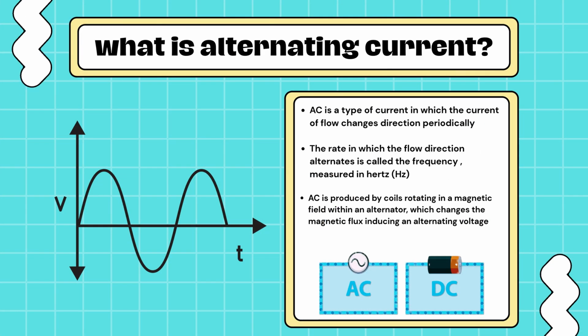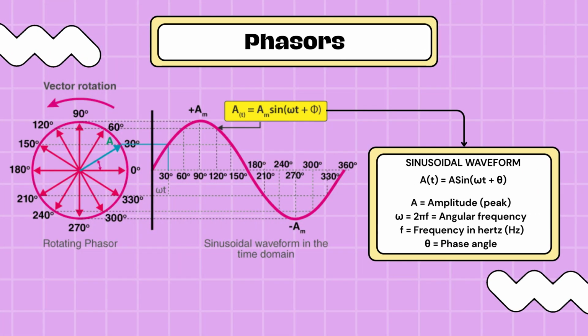AC, or alternating current, is a type of electricity where the current and voltage change direction and magnitude in a repeating wave pattern, usually as a sine wave many times per second. This back and forth motion makes AC efficient for powering homes and businesses and allows for easy change in voltage levels for various uses. Before we move on to an example, let's quickly review phasors.